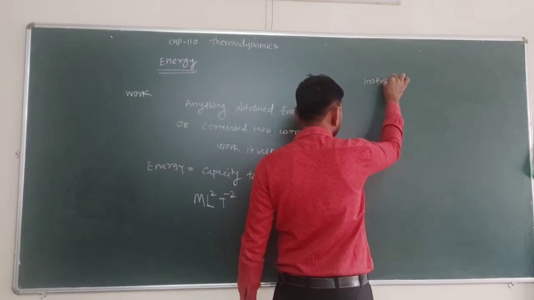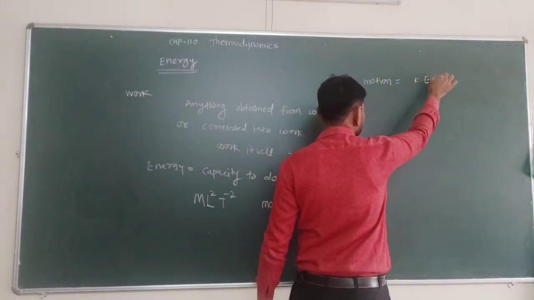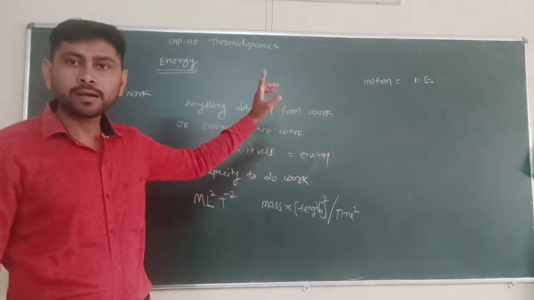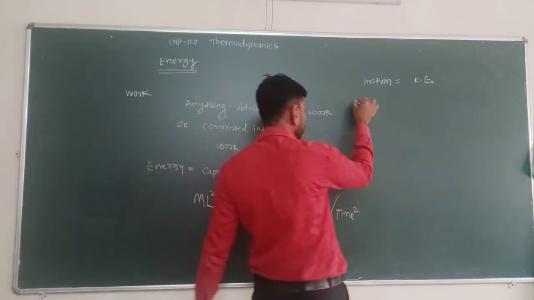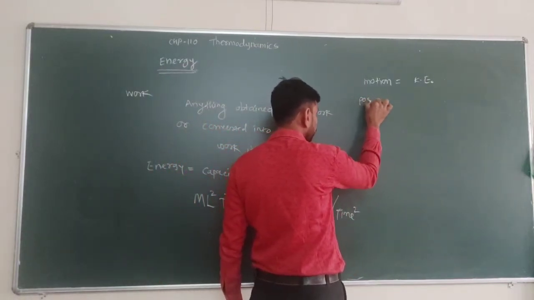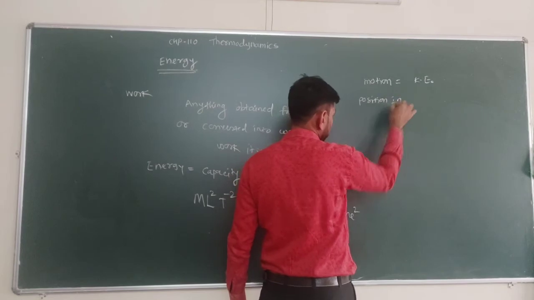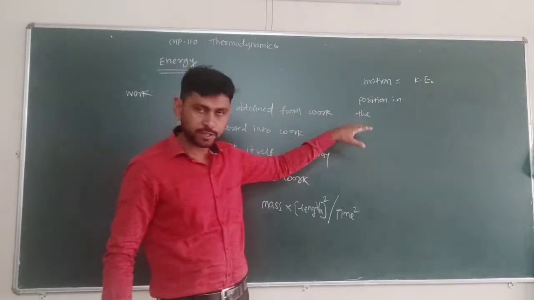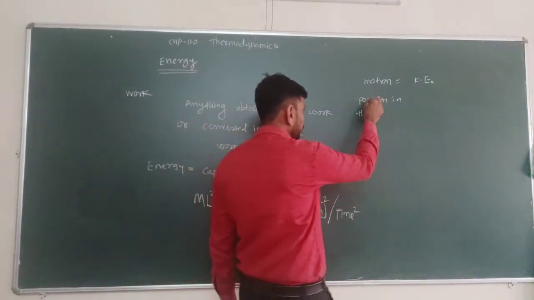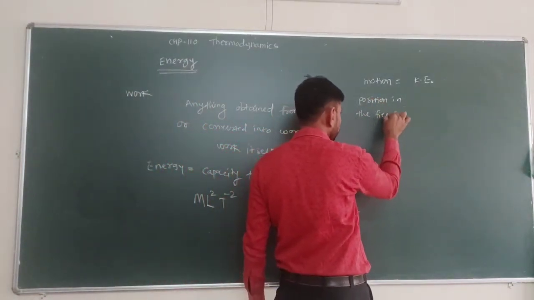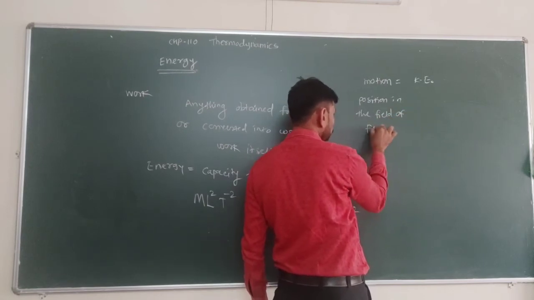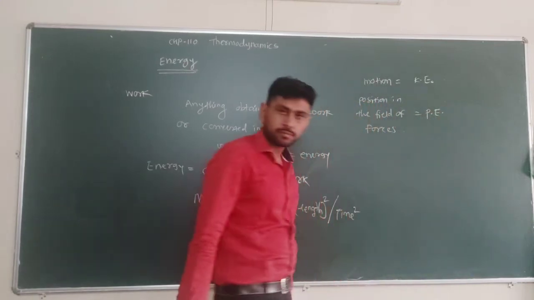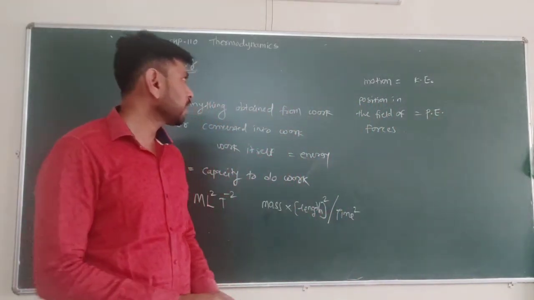If the energy is due to motion, then that energy is called kinetic energy. And if energy is due to the position of any system in the field of forces, then that energy is called potential energy.